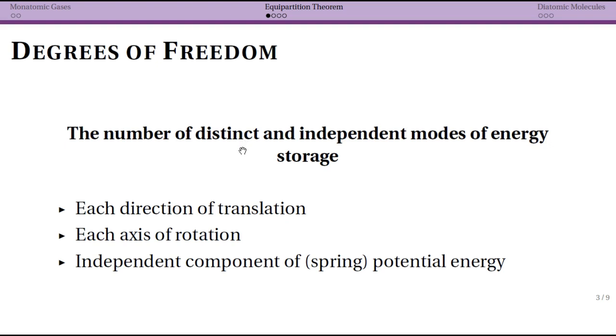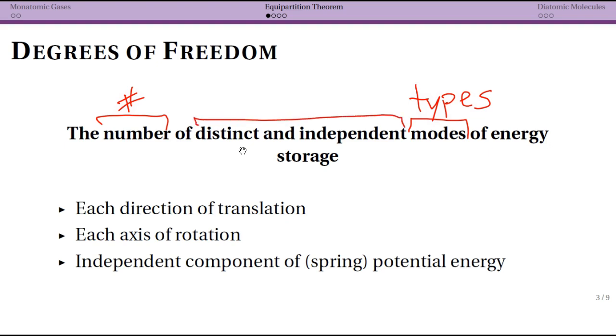So what does this mean? We're counting, right? So we literally want a number. And freedom in this case, just remember, is the modes. And you can think of this as types. What are the types of energy storage? Distinct and independent might be different directions, right? So X, Y, and Z are distinct and independent directions. So that's one way to translate this a little bit.